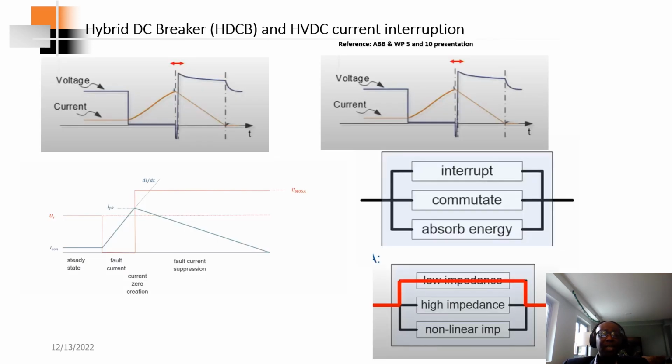So now let's talk about how the current interruption occurs, right? Okay, so you have the operating DC voltage, and you have a current. All of a sudden there's a fault. Remember I made mention that because of the very low resistance of HVDC circuits in the DC cable, because the frequency is 0, there's no reactance, and there's nothing to impede the fault. So there's a steep rise in current.